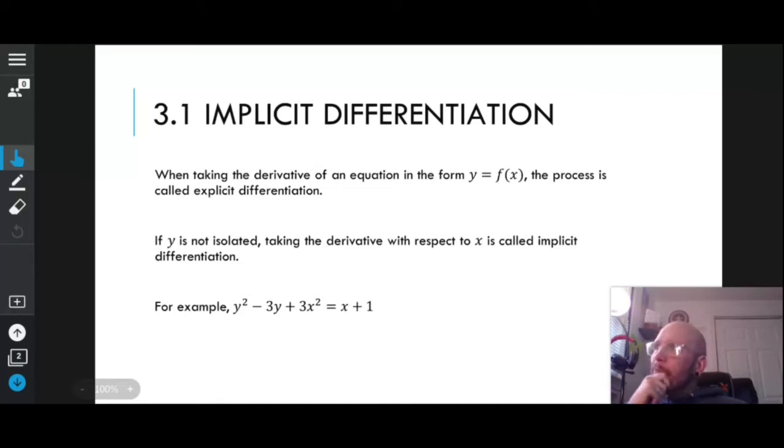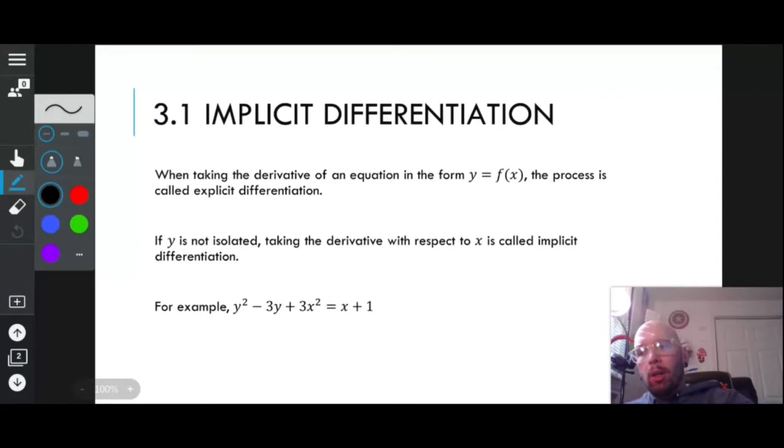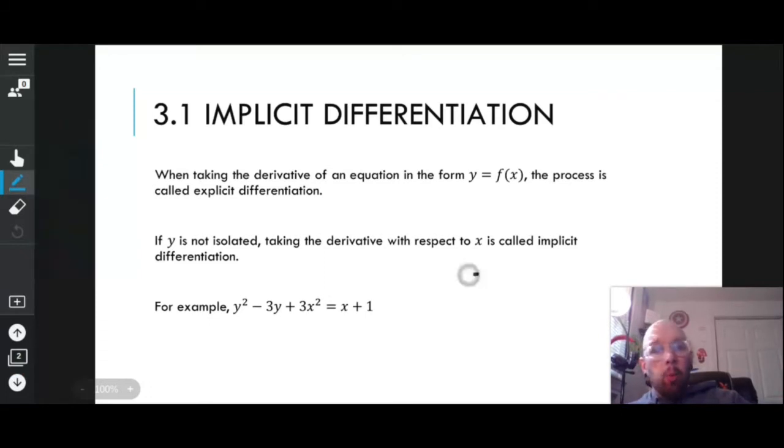Well, what if we're given an equation like this guy down here, where it's not y equals? For example, like a circle or an ellipse or a hyperbola. Well, implicit differentiation allows you to take the derivative of a crazy function like that without having to solve for y first.